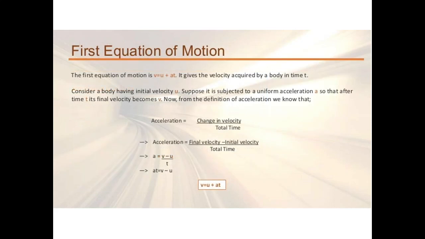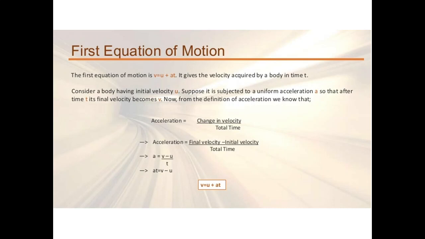Next is the first equation of motion. I told you that there will be three equations of motion which we need to derive. The first equation of motion is v is equal to u plus at, and based upon this we will be doing certain mathematical problems. Here v is the final velocity, u is the initial velocity, a is the acceleration, and t is the time taken.